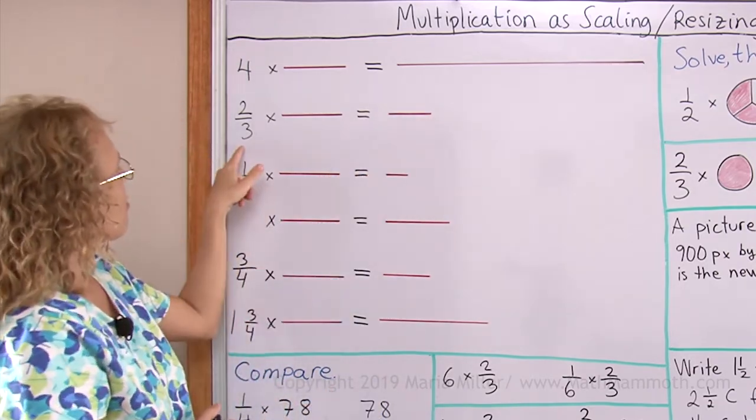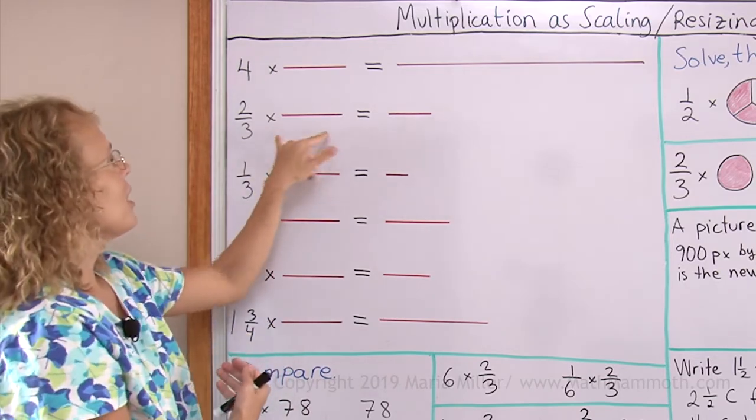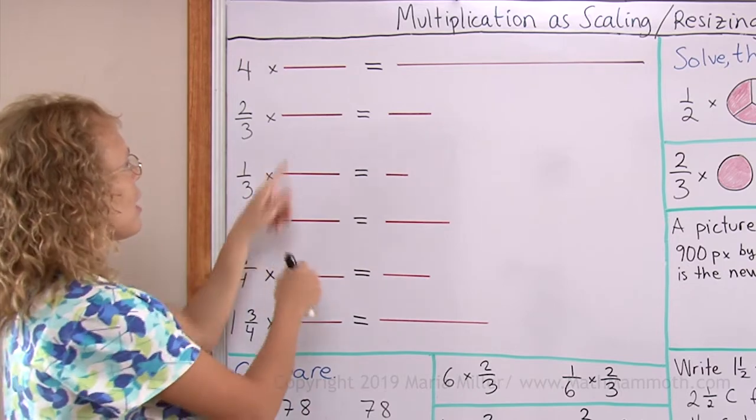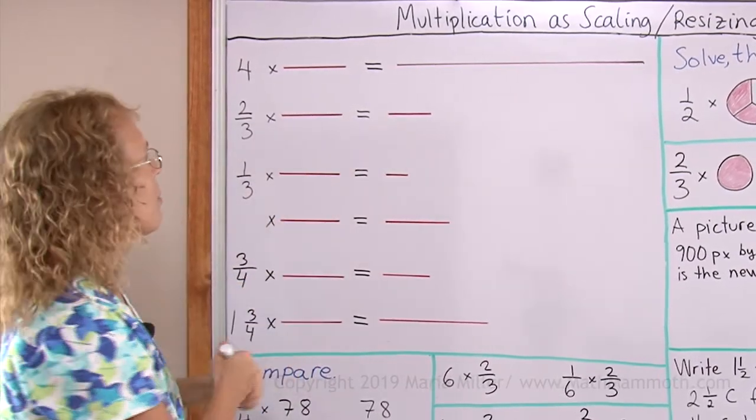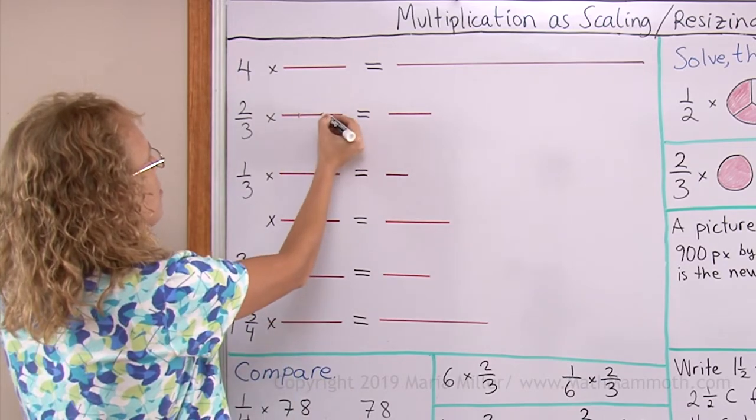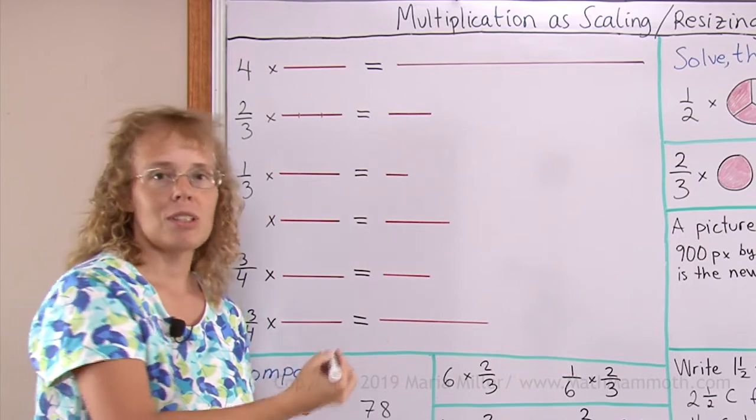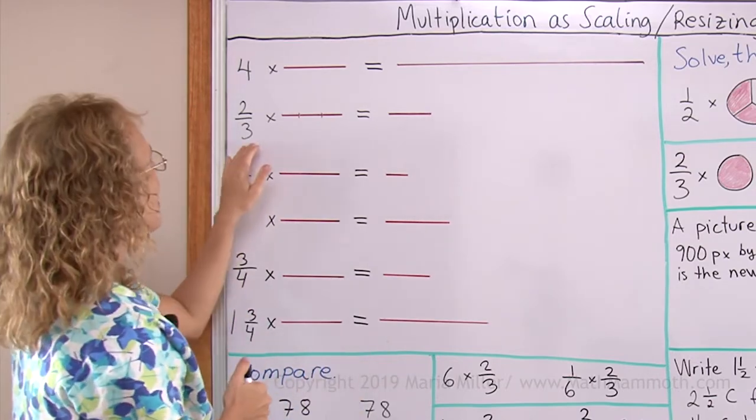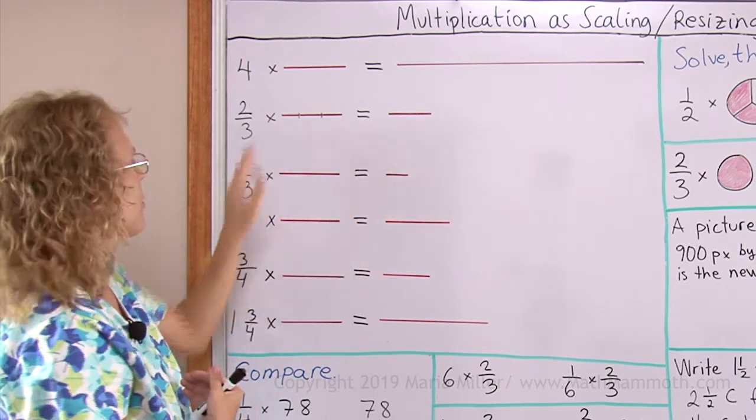And let's say I want to multiply it by 2/3. Okay, 2/3 times this stick will mean 2/3 of the stick. It means that I would divide it into 3 parts and take 2 of those parts. Okay? Divide it into 3 parts and take 2 of those parts. That is 2/3 times the stick. I am scaling the stick. Okay? But it becomes shorter because I only take 2/3 of it.